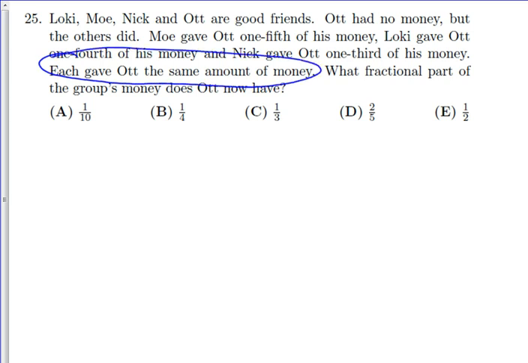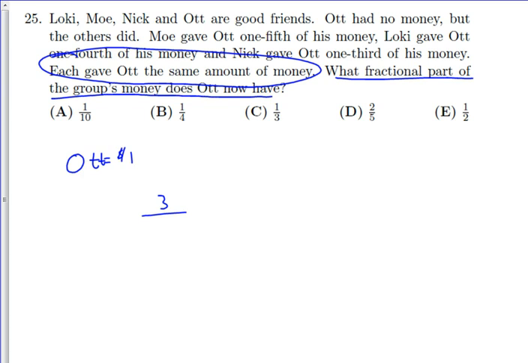So to make this problem easy, we say Ott receives $1 from each of them. And so that means that he gets $3 total. So the amount of money Ott has is $3. And we want to say what fractional part of the group's money does Ott have?